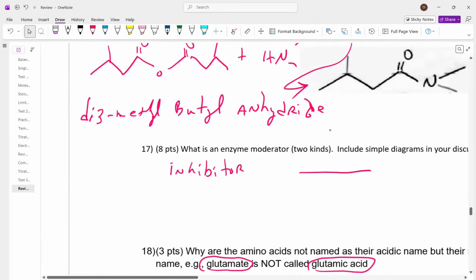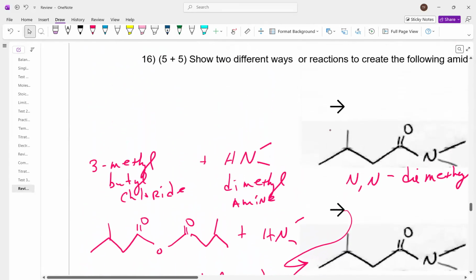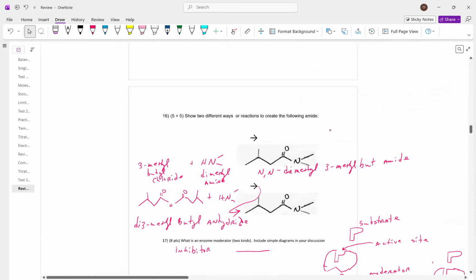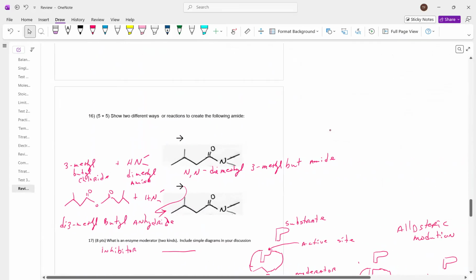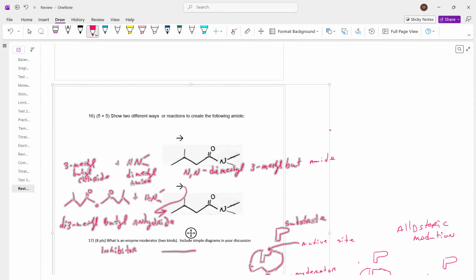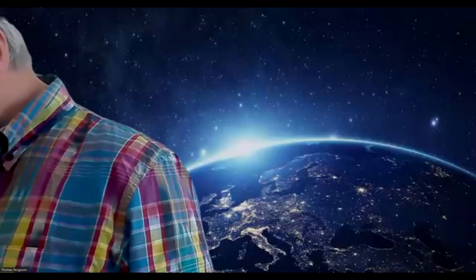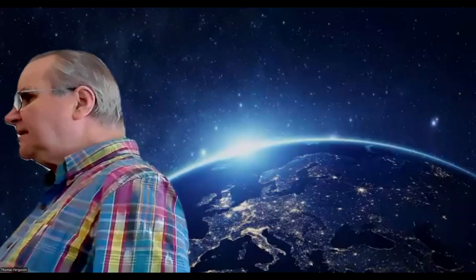So this unit's got a smattering of everything. It still bugs me, that term allosteric. Okay, so that's what I wanted to cover today. Practice test. And I wanted to go over that one take-home problem.